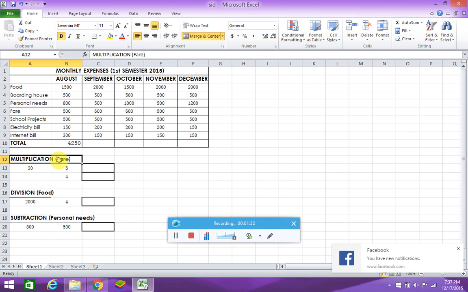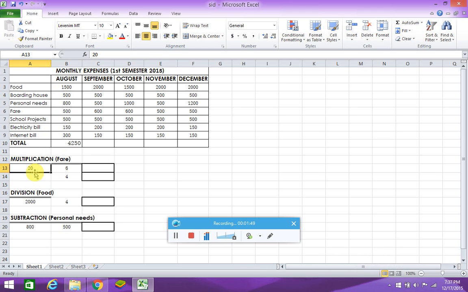For multiplication, we have the example of the fare budget allotment in the month of August, which is 500 pesos. For you to know how I got the 500 pesos, I used the multiplication operation. First, I computed my daily expenses for the fare, which is 20 pesos, multiplied by 6, which is the number of days I'll be having class in a week.